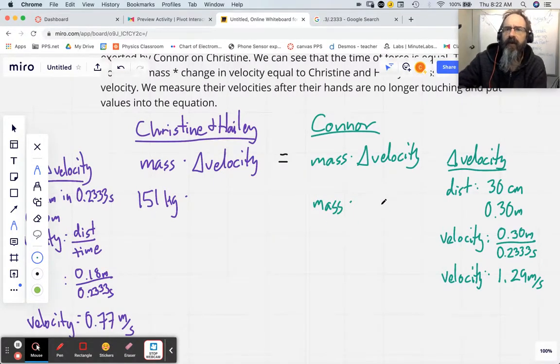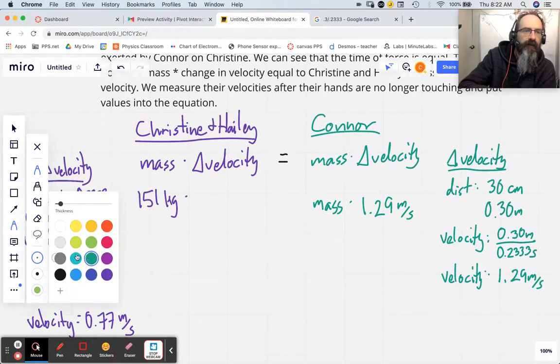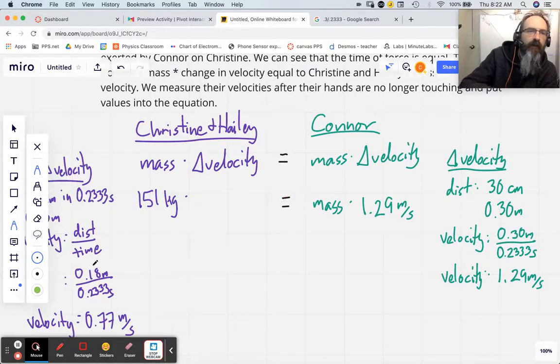Mass times, now remember, he went from a velocity of 0 to a velocity of 1.29 meters per second. If he'd had a starting velocity, we'd have to do some subtraction, but he didn't. 1.29 minus 0 is 1.29. So mass times the change in velocity is 1.29 meters per second. And let's be slick here. Black equals, go back to purple for Christine and Haley. Their change in velocity, same thing. 0.77 minus 0 is 0.77 meters per second.